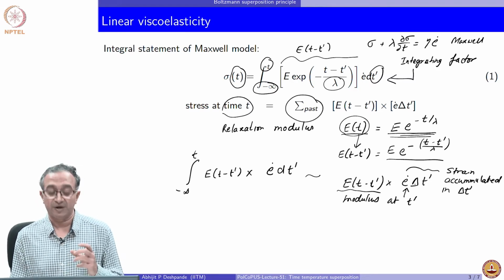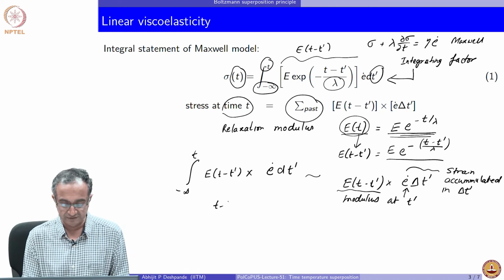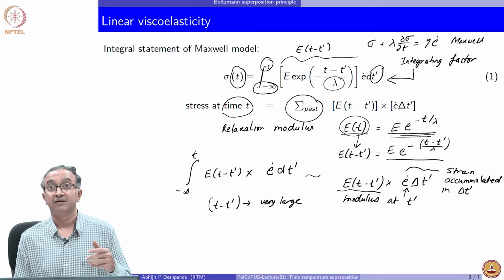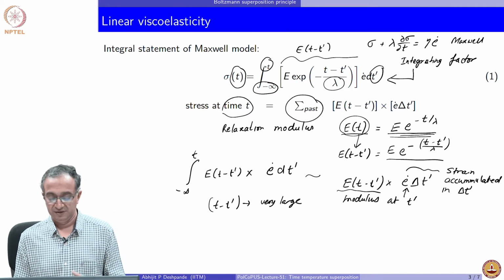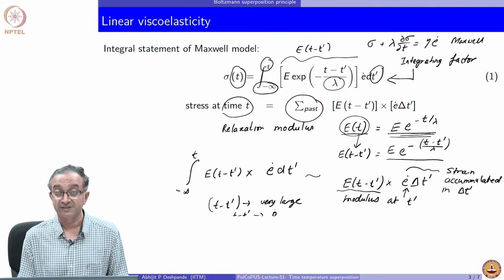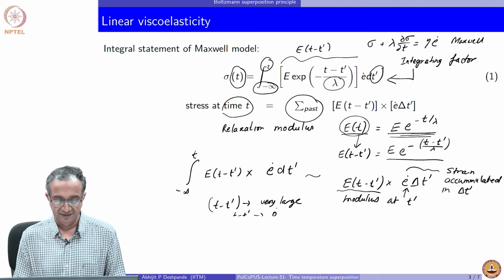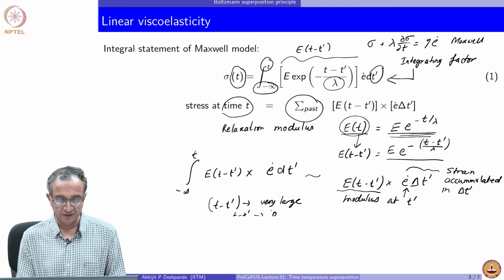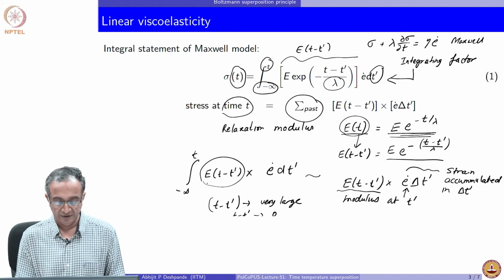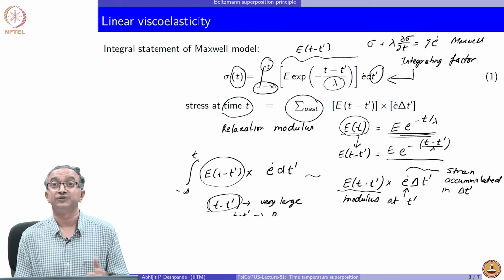Now, just consider what happens when t minus t prime is very large. If this quantity is very large, it means we are much more in the past, and if t minus t prime is 0, then we are in the present instant. Whenever t minus t prime is 0, this quantity will be E itself, the maximum value. Whenever t minus t prime is very large, this quantity will go to 0.